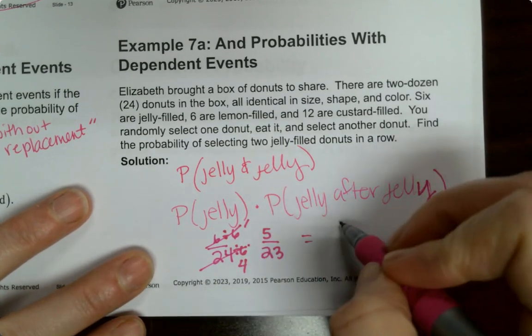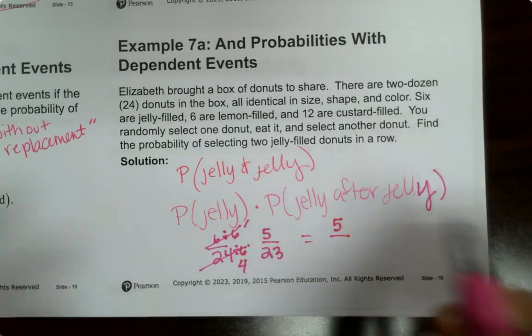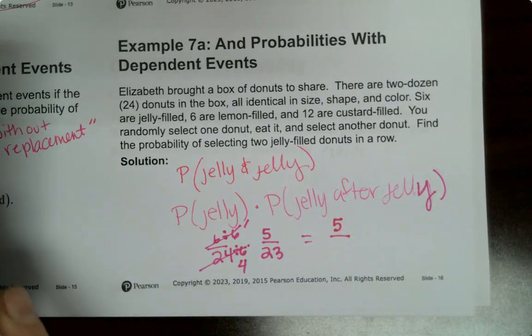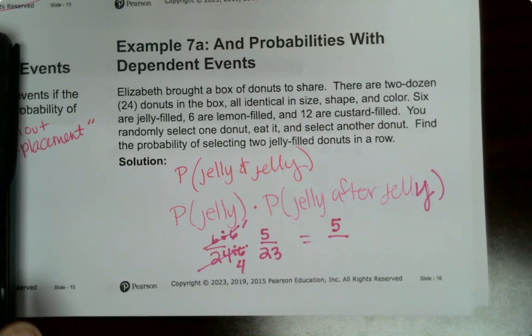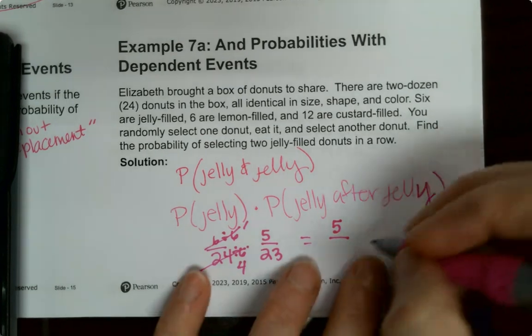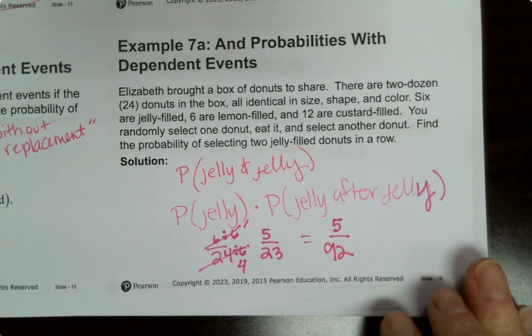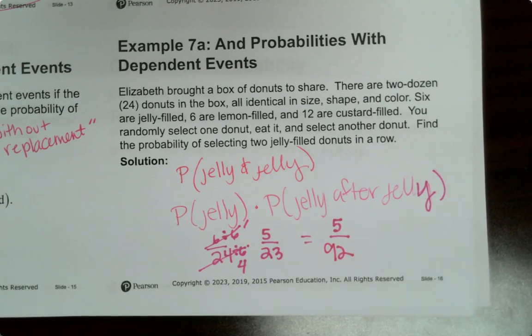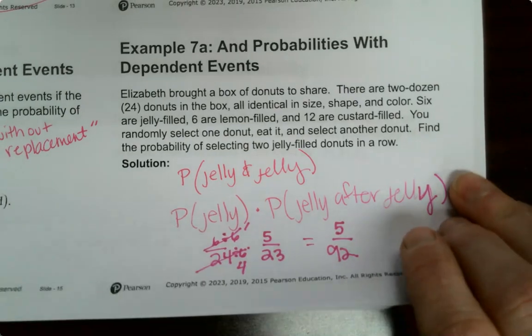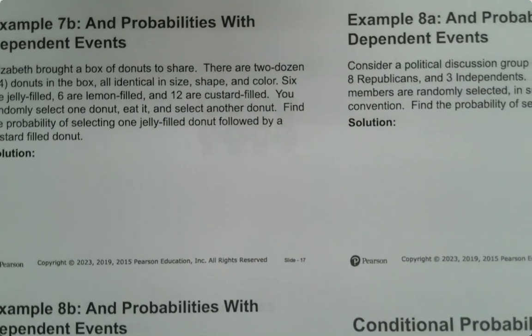So 1 times 5 is 5. 4 times 23, 4, just right here, 92. 5 out of 92. We'll write those as fractions. Okay, do another one that's similar.